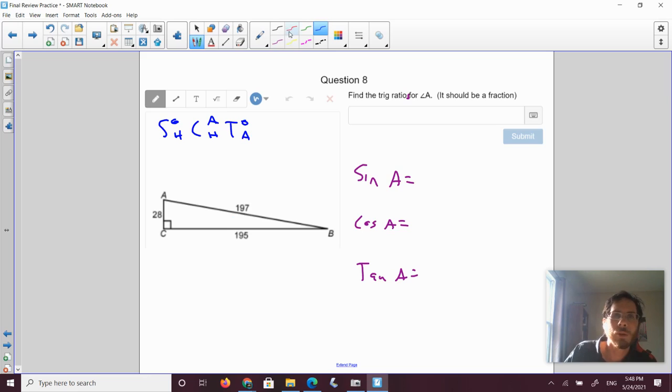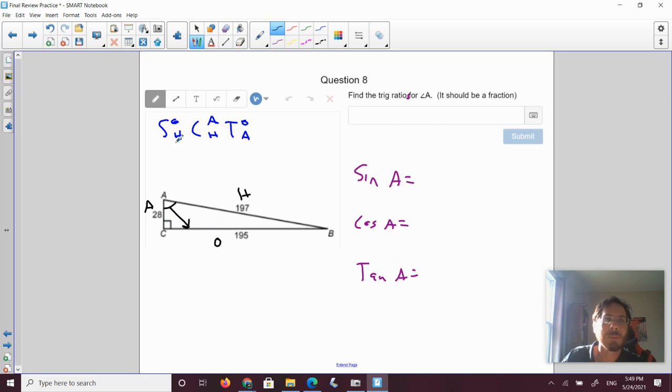So we know we want to deal with angle A. So angle A is over here. Well, 197 is the hypotenuse. That's the biggest side. So there's no real question on that one. Across from angle A is the opposite. And then the last one's going to be the adjacent. So now I've got all of my numbers. So I can go ahead and make all of my fractions.